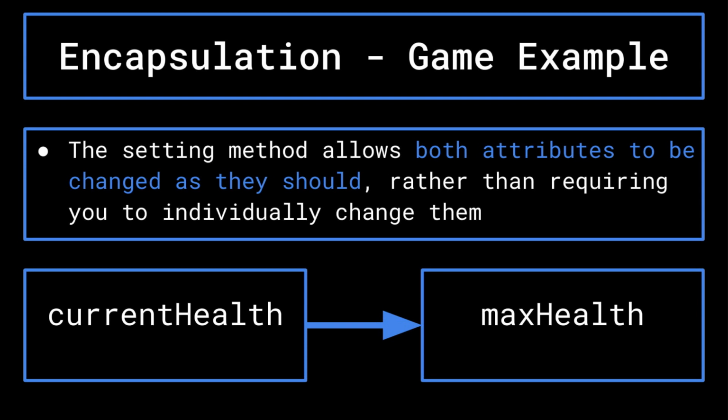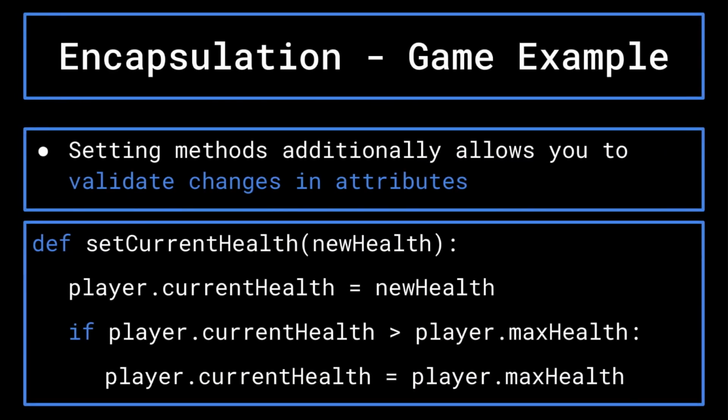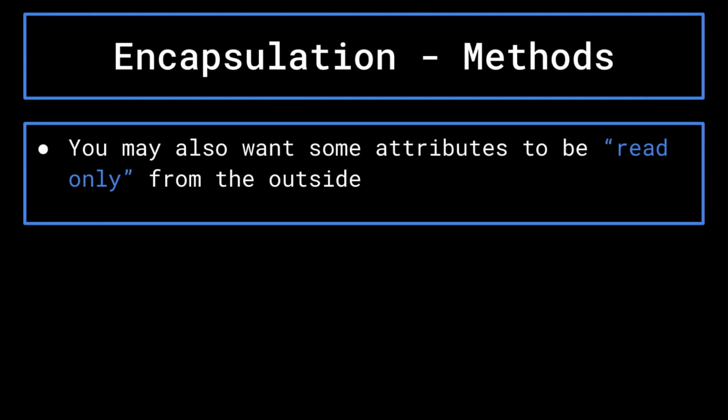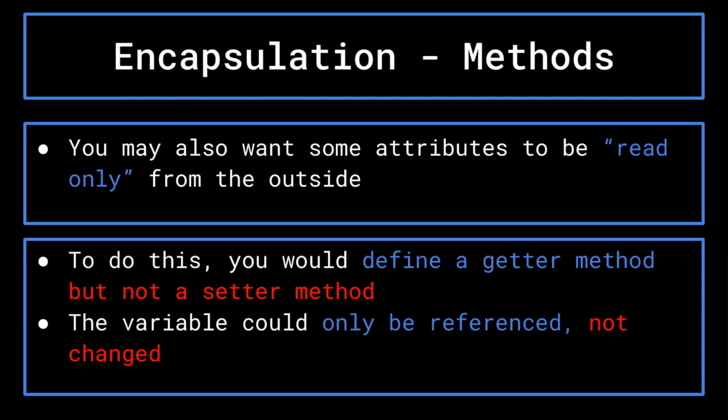Furthermore, these setting methods allow values to be validated. For instance, if current health is not able to exceed maximum health, then I would have the setCurrentHealth method check if the current health would be greater than the maximum health before making any change. Finally, you may want some values to be read-only from the outside of the class. This means that you would only define a get method, but not a set method.